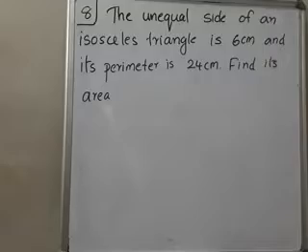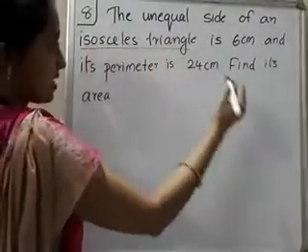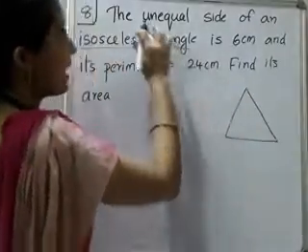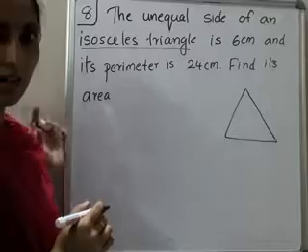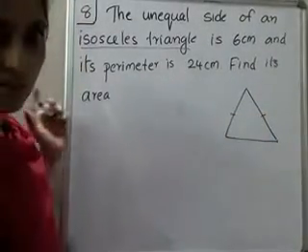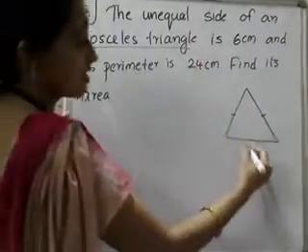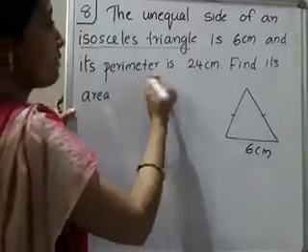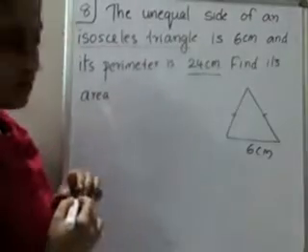Okay, the next question is: the unequal side of an isosceles triangle. So first, you have to draw an isosceles triangle. And unequal means not equal, is it? So if these two are equal, what is the unequal side? This side. That is given as 6 centimeter. And one more condition is given, that is perimeter 24.